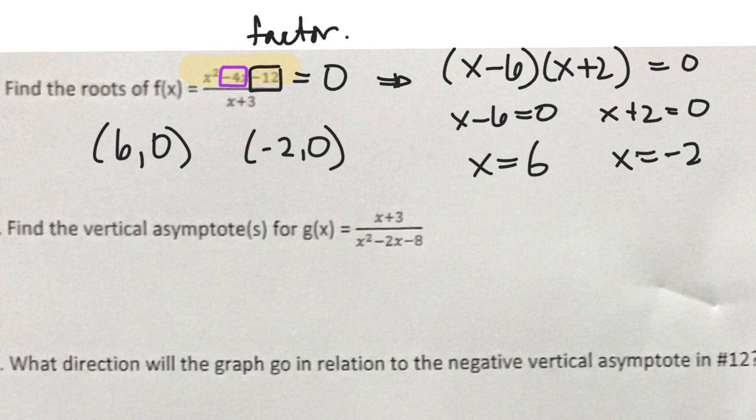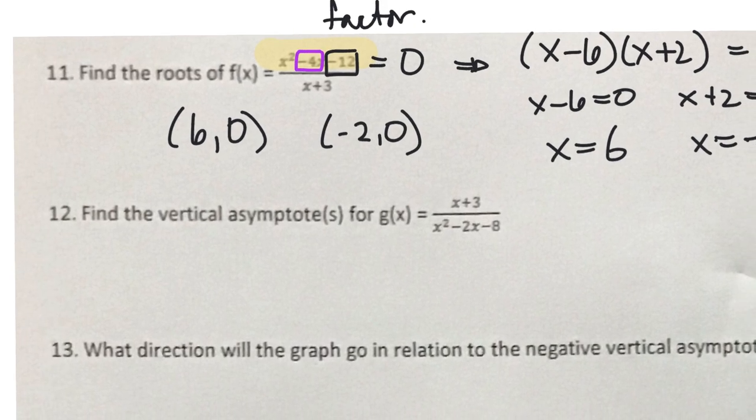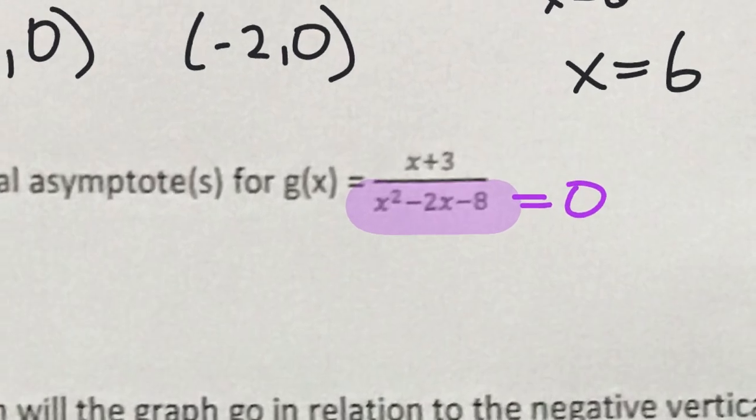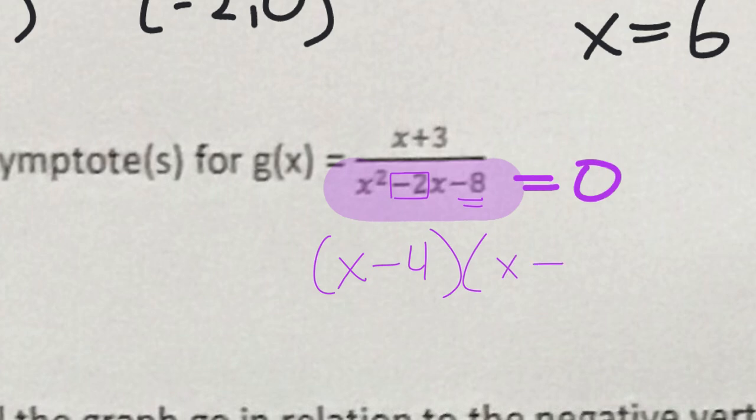Okay, number 12 says, what are the vertical asymptotes? So we're going to take your denominator and set your denominator equal to 0. And we have another quadratic, so we're going to factor this, right? Factoring is a big part of algebra. What numbers multiply to give us negative 8 and add to give negative 2? Hopefully you know that's x minus 4 and x plus 2.